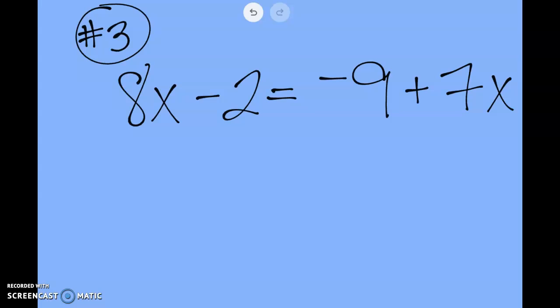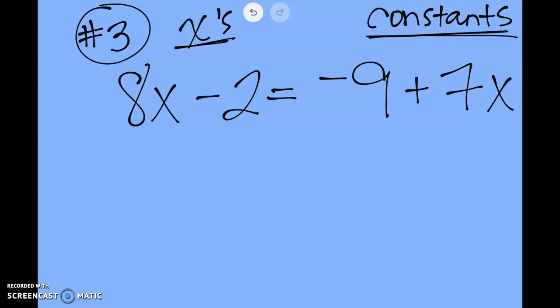We want to get all of our x's together on one side, and we're going to get all of our constants or our numbers together on the other side. Constants are numbers without variables. So to get all of our x's together, I'm going to start by looking at this 7x. I need to move it over here, so I want to take it away from both sides. I notice that it's positive, so I need to subtract 7x. Whatever I do to the right side, I have to do to the left side.